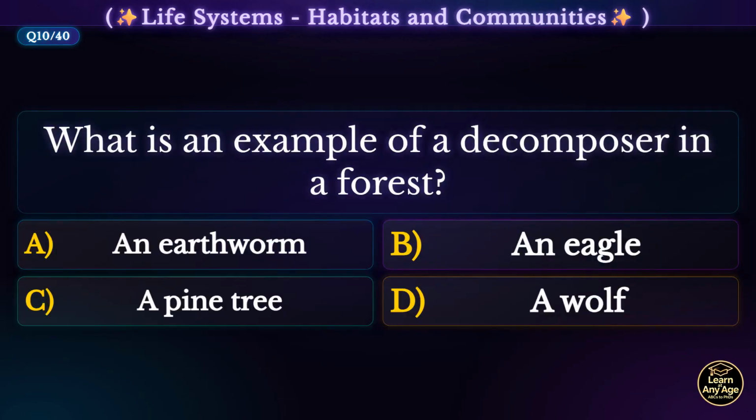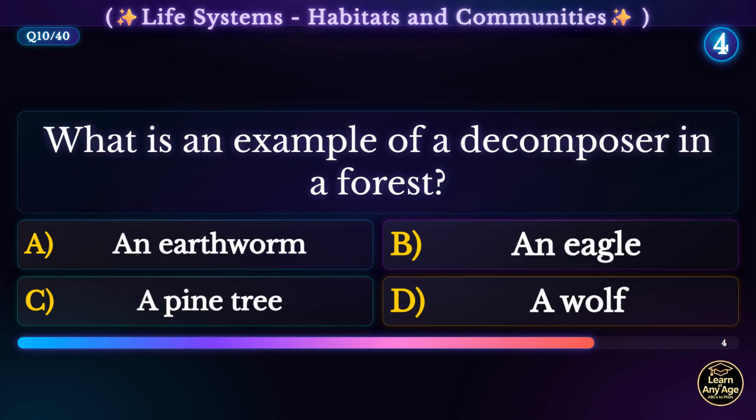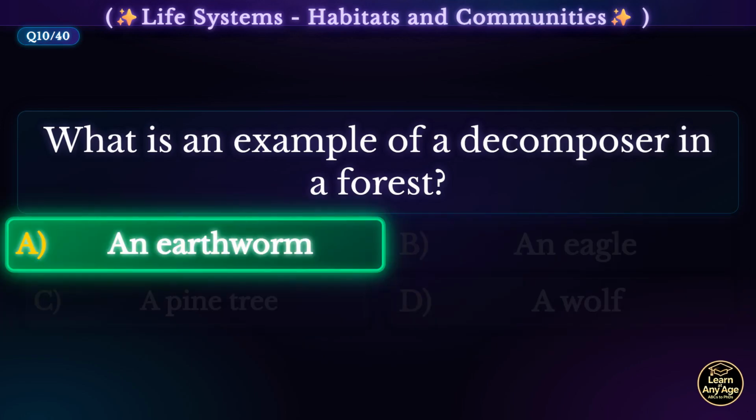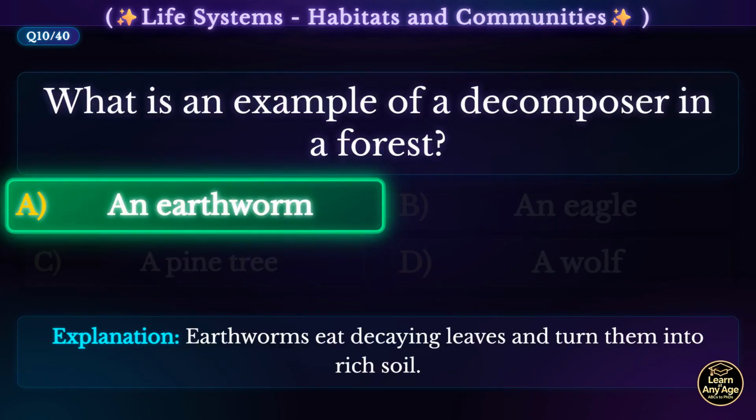What is an example of a decomposer in a forest? An earthworm, an eagle, a pine tree, a wolf. An earthworm. Earthworms eat decaying leaves and turn them into rich soil.